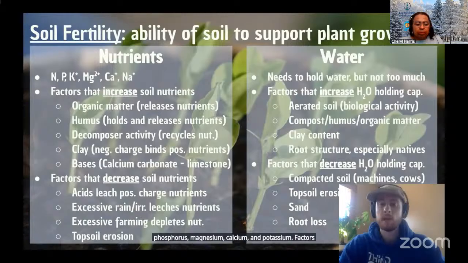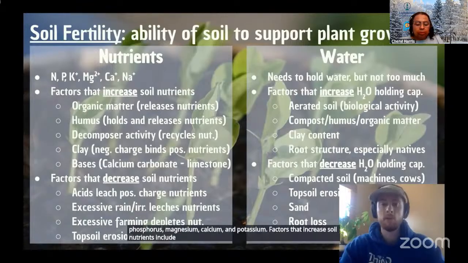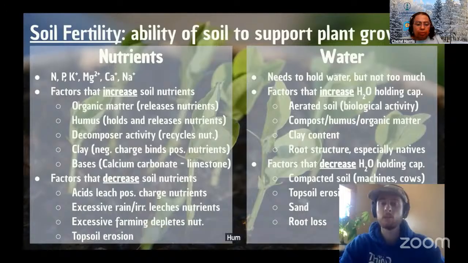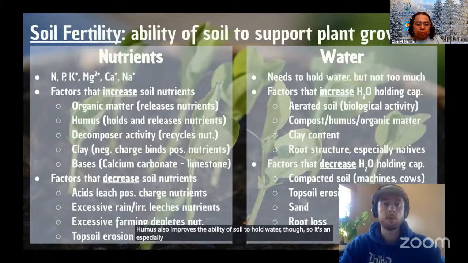Factors that increase soil nutrients include more organic matter, which gets broken down by decomposers and turned into humus, which releases these nutrients for plants. Humus also improves the ability of soil to hold water though, so it's an especially critical component of soil.